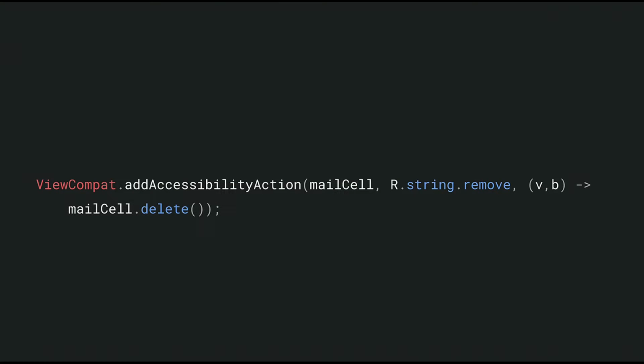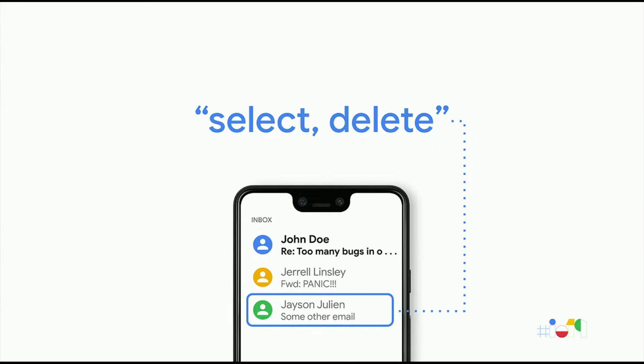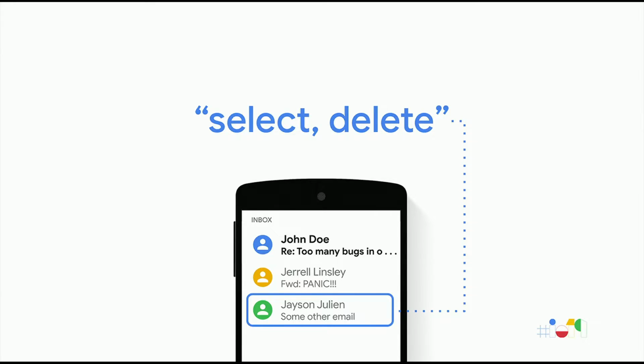All you do is call ViewCompat.addAccessibilityAction. You pass in the view with the action, a localized string describing the action concisely to the user, and a lambda to be performed at the user's request. Now, our hypothetical switch user will be able to perform both the select and the delete action. And also, because this is in AndroidX, the library we use to backport a lot of our API, this is going to work back to API 21.